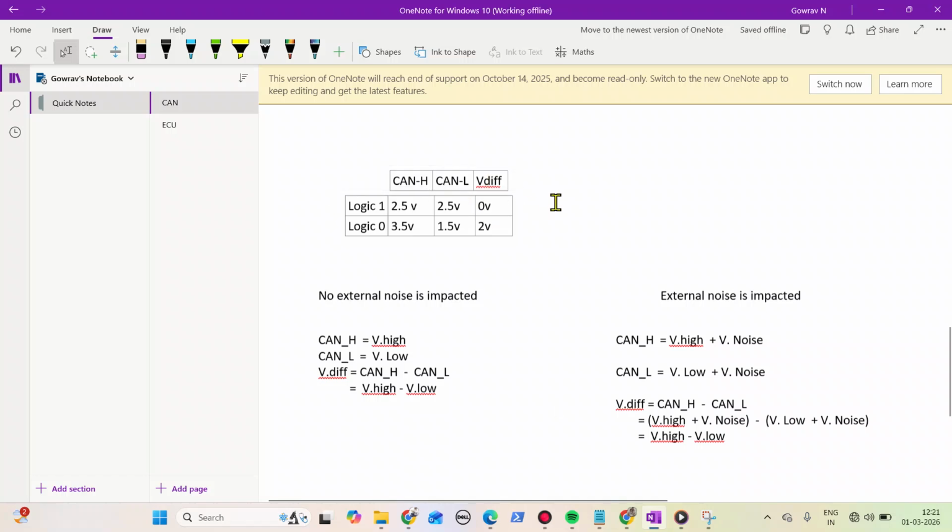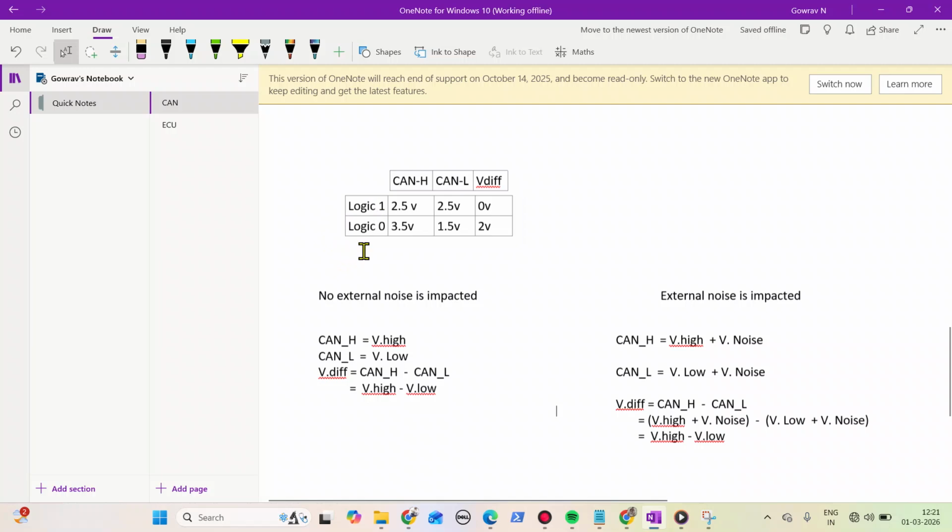At the receiver side, the receiver will receive 2.5 volts in CAN high and 2.5 volts in CAN low, and it will take the difference of that voltage, and the difference is 0. Then the receiver will understand the transmitter is transmitting logic 1. And the same with logic 0 also.